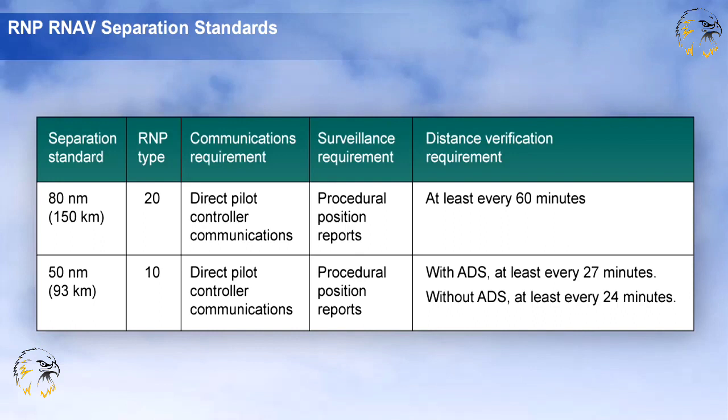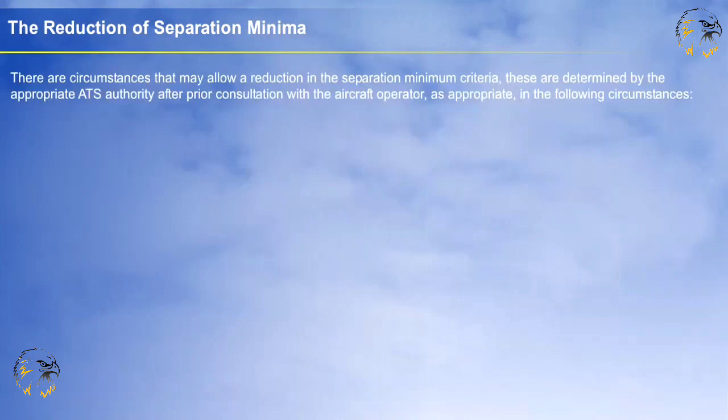An aircraft may climb or descend through an occupied level once it has been established that the aircraft concerned have passed each other and the appropriate longitudinal separation exists. That is, either 80 or 50 nautical miles. There are, of course, circumstances that may allow a reduction in the separation minimum criteria. These are determined by the appropriate ATS authority, after prior consultation with the aircraft operator, as appropriate.